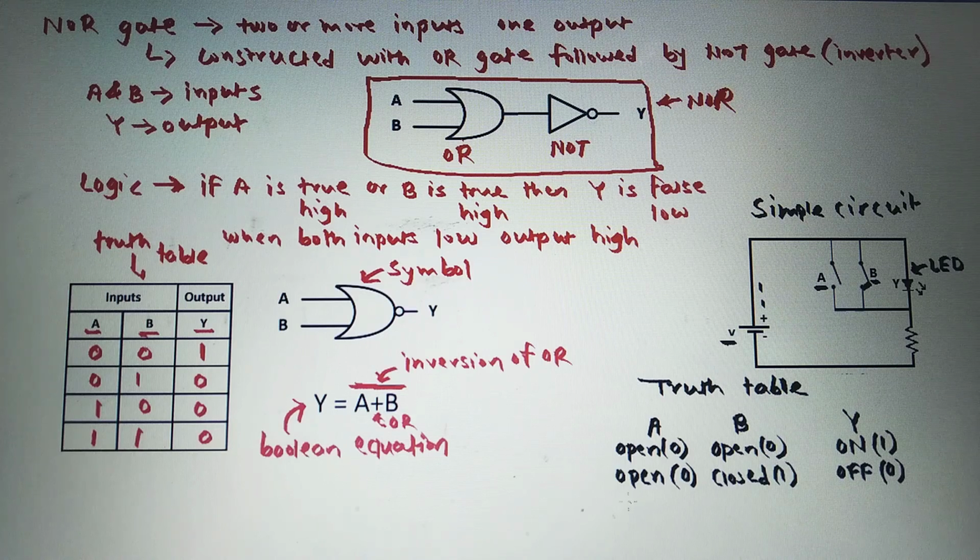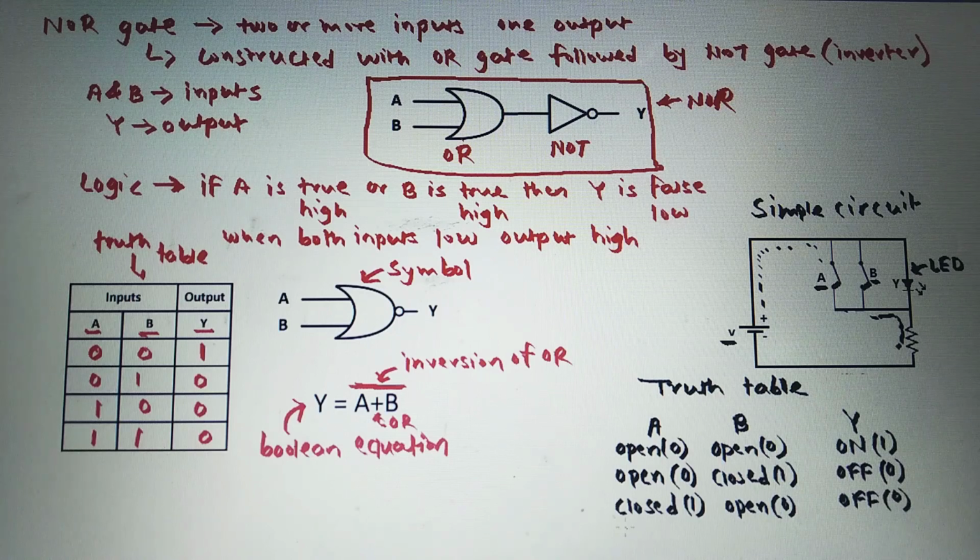Next, if switch A is closed, it is represented as binary 1, and switch B is open, so it will be binary 0. So if switch A is closed and B is open, the current will flow from the positive terminal of the battery through switch A and this resistor to the negative terminal of the battery. So no current flows through the LED, so the LED will not glow, so it will be off, so it is represented as binary 0.